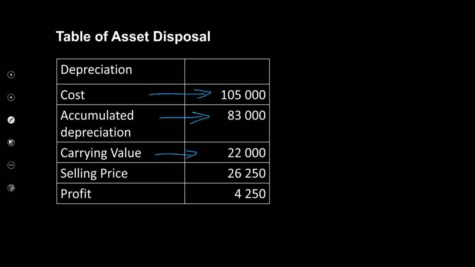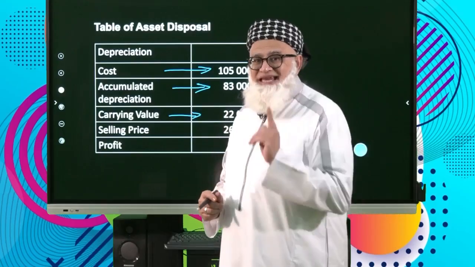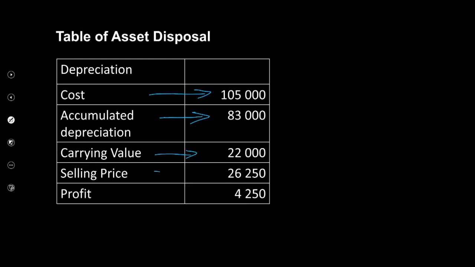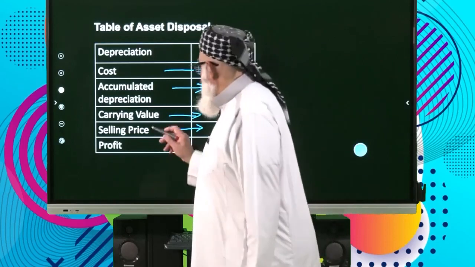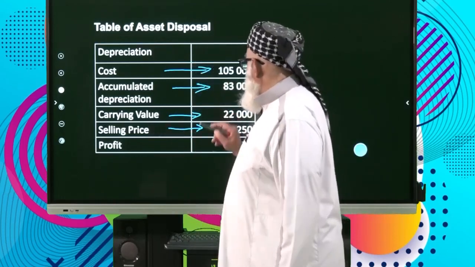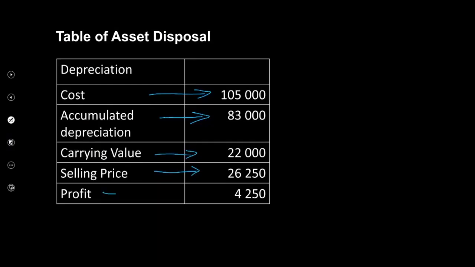You also know, in terms of the information given to you, that the selling price of the asset was 26,250. That means you sold the asset for 26,250 in cash. Therefore, because your selling price is greater than your carrying value, you've made a profit on sale of asset of 4,250. Clear, guys?